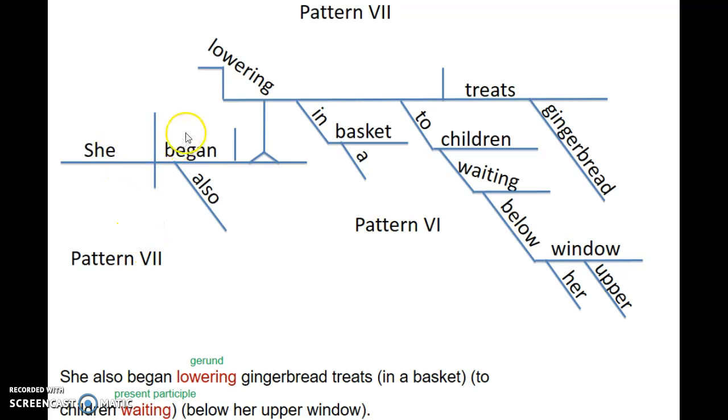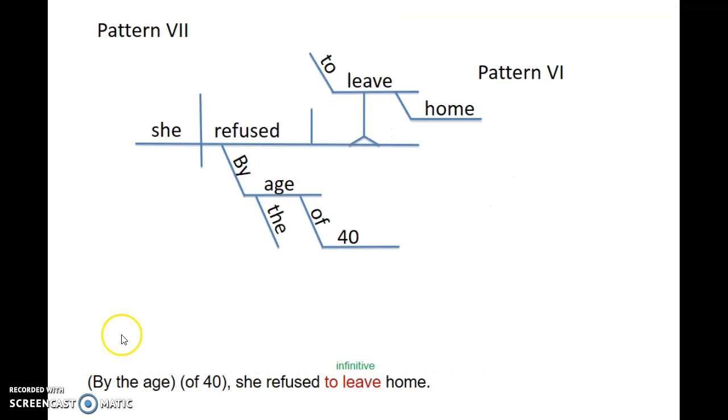So she, subject, transitive verb, direct object: this whole complex thing makes it a pattern 7, our main sentence. Then we have our gerund, lowering treats. Again, our implied subject is she. Lowering is an action verb with a direct object, so that makes it a pattern 7. And then don't forget our little participle here, waiting, which is an action verb working with a subject, children. Children waiting, no direct object, so subject intransitive verb is pattern 6.